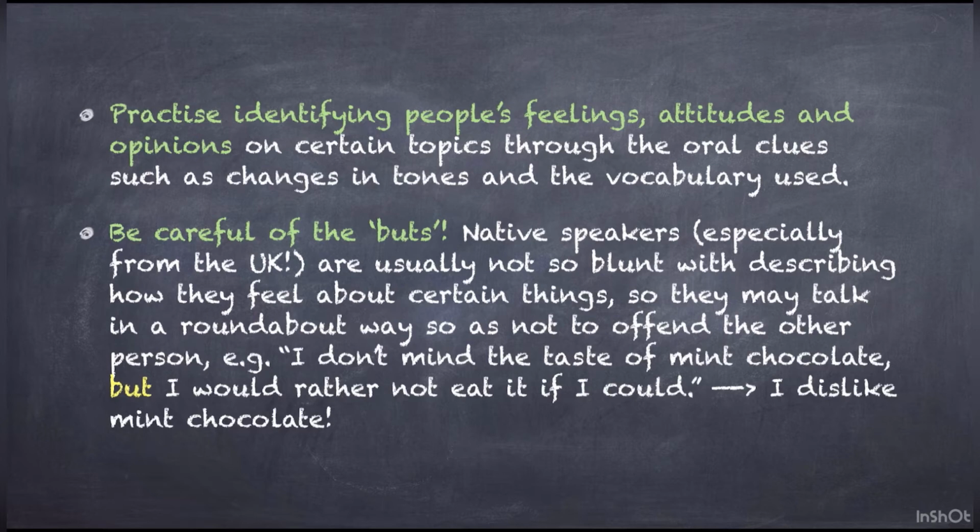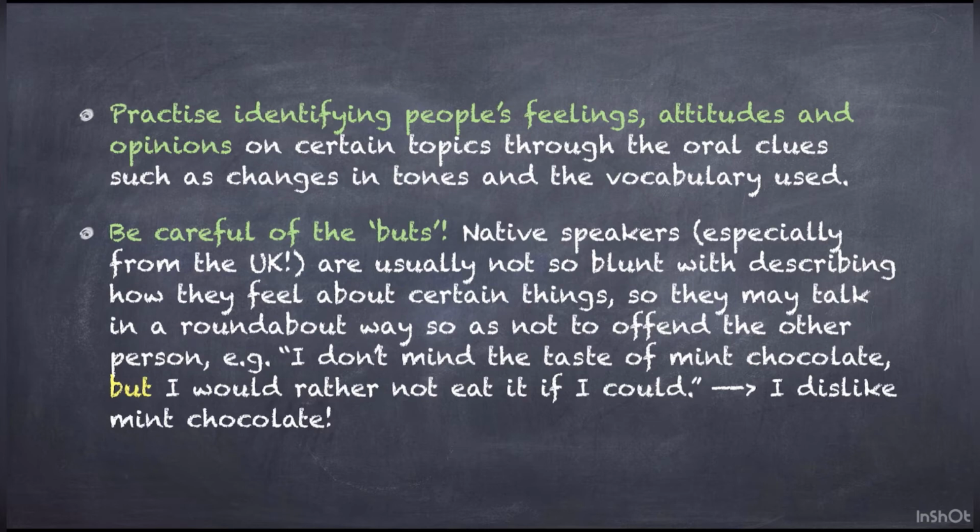Next, you need to be careful of the buts, B-U-T-S, buts, especially when we listen to native speakers. Those from the UK are usually not so blunt about describing how they feel. When we ask them something, because they want to be polite to us, they go in a roundabout way of saying it. For example, if someone dislikes mint chocolate, they would not go straight ahead and say, I hate mint chocolate, or I don't like mint chocolate. They would say something like, I don't mind the taste of mint chocolate, but I would rather not eat it if I could.